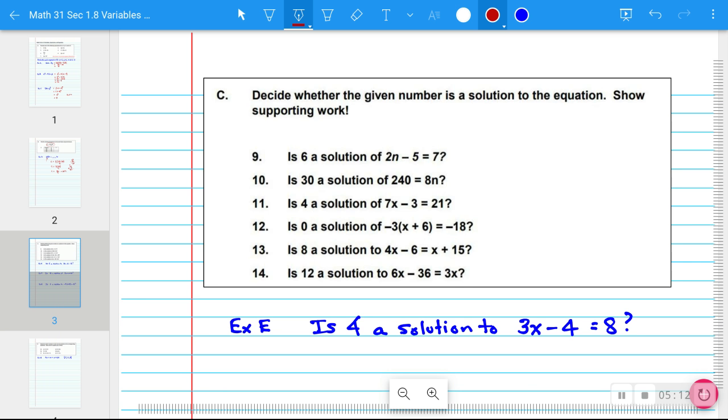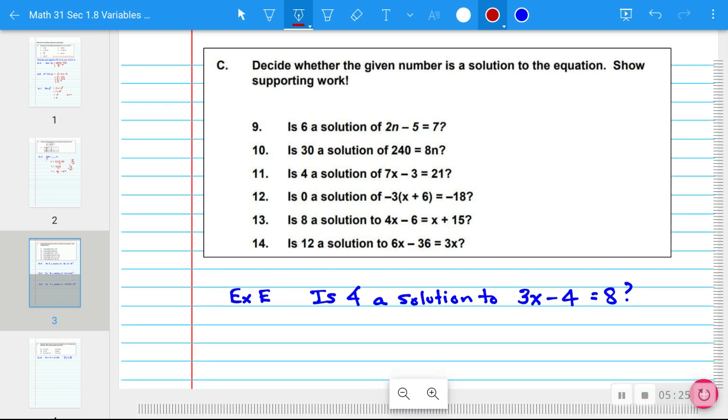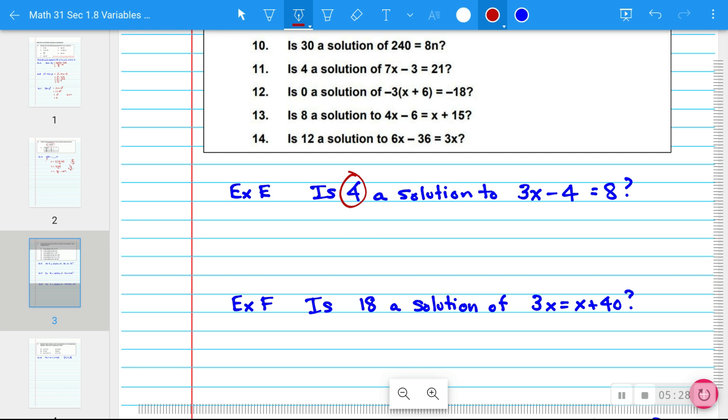Okay, we're going to do 3 more problems here, and then we'll leave the rest to a second installment of this video. We're supposed to decide whether the given number is a solution to the equation. So on example E here, we're going to use 4 for the variable. You can see that where it said x, I put 4. Multiplying happens first, and then subtraction.